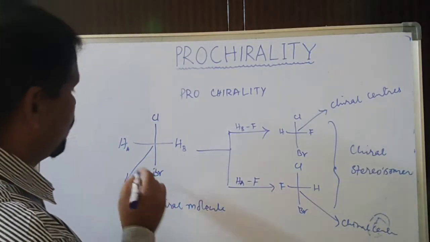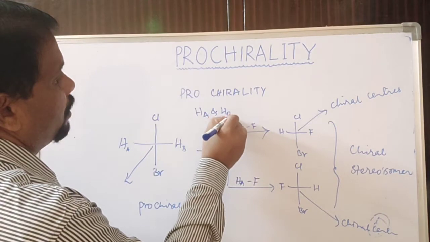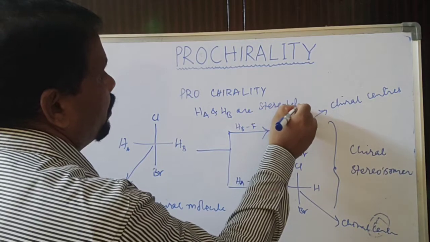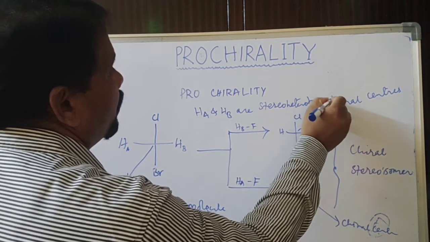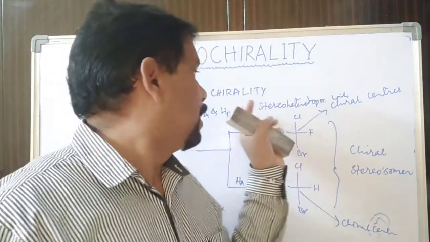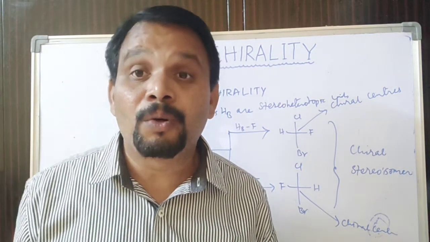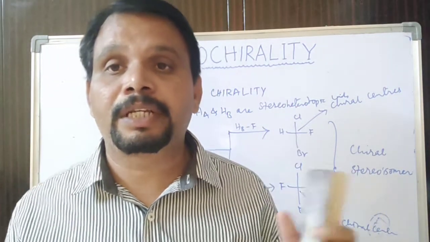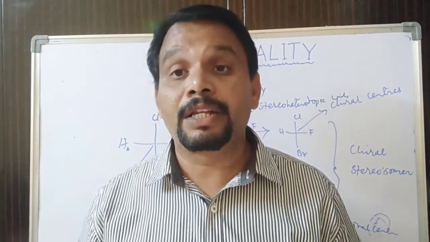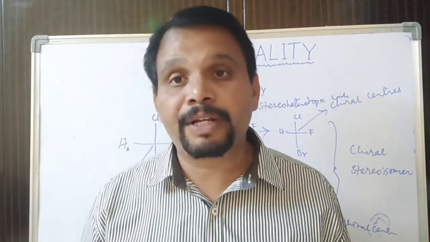Okay, in this, HA and HB are considered as stereoheterotopic units. I already taught you about stereoheterotopic units. Okay, homotopic units, heterotopic units. In heterotopic units, there are stereoheterotopic units and structurally heterotopic units, enantiotopic units, diastereotopic units. All those terminologies I explained to you in the previous class.